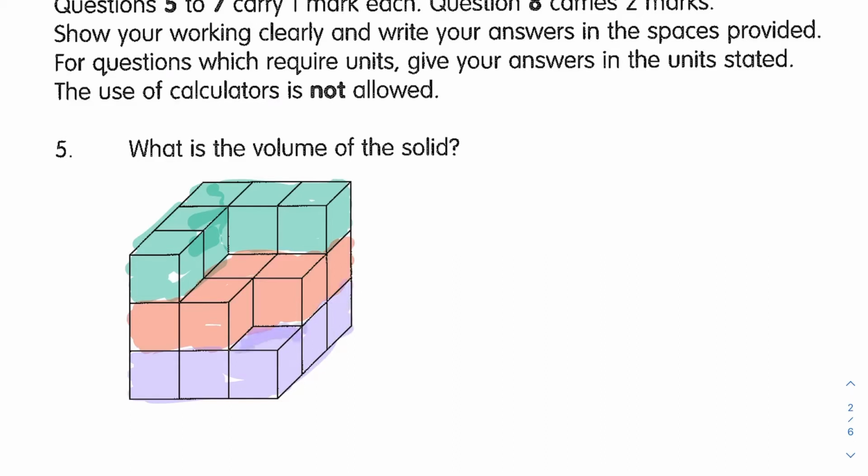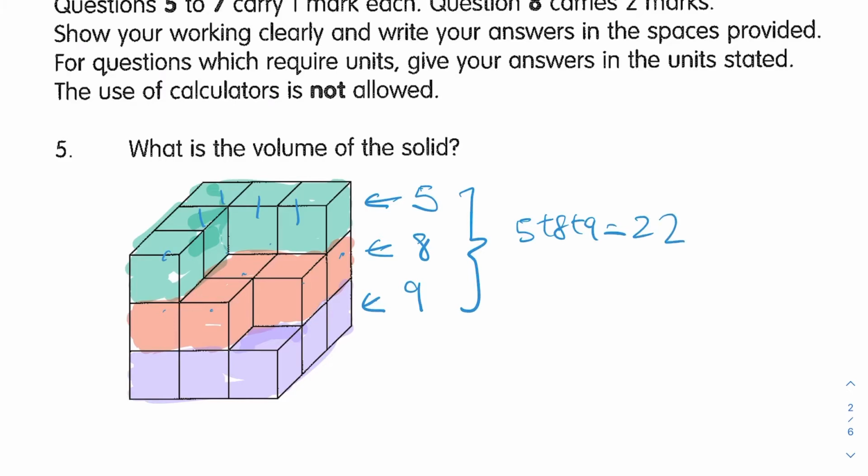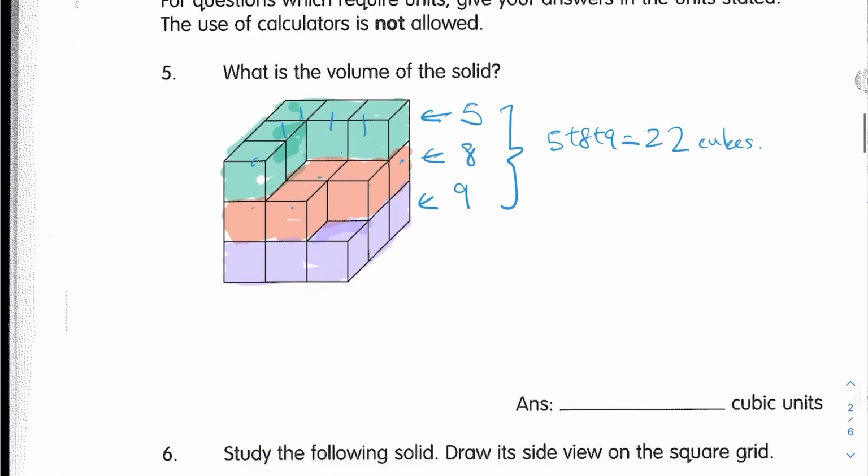So what we can do is find out the number of cubes in each layer. So for the first layer, we have 1, 2, 3, 4, 5. For the second layer, we have 1, 2, 3, 4, 5, 6, 7, 8. And for the third layer, we have 9 cubes. So the total volume would be 5 plus 8 plus 9 would give you 22 cubes. Okay, so cubic units, 22.